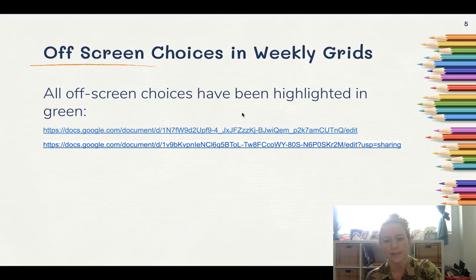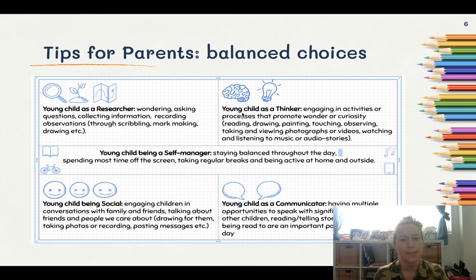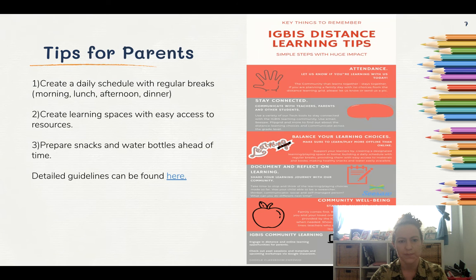Another way you can support your child is by keeping balanced. Whether you want to print our grid, give it to the family members that support your child in learning, keep it on the fridge, or just remind yourself every Monday or Friday, we want our kids to stay balanced, have multiple opportunities of playing and learning that don't require using a device. Here are some tips for that as well.